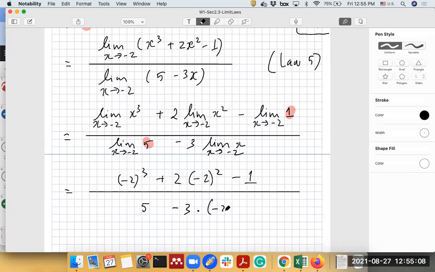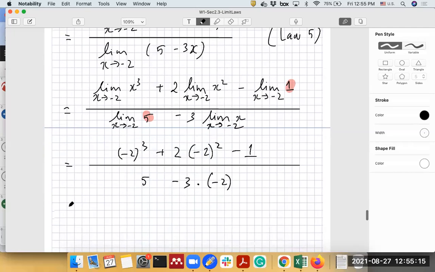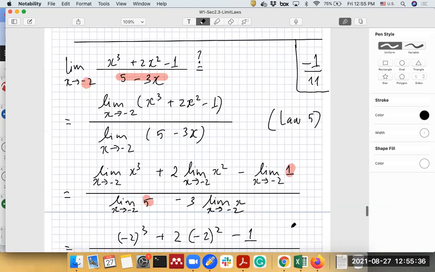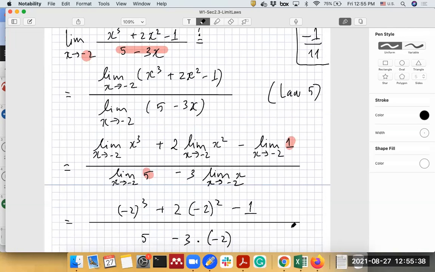Times -2, right? You should write it this way, dot, parenthesis, -2. Very good. And it is -8, right? Plus, and here is 11, right? -1/11. Good job. Thank you, Madison. Great job.